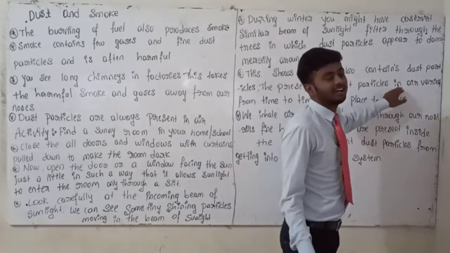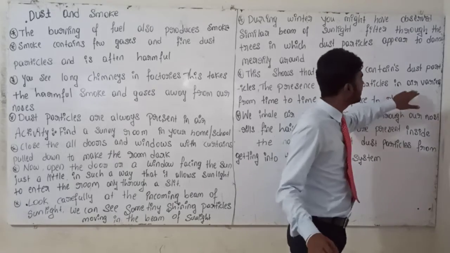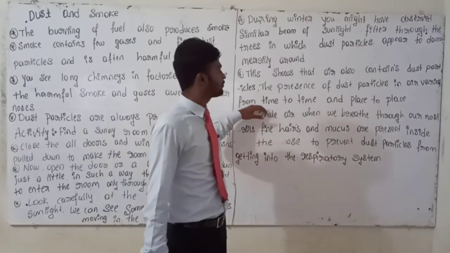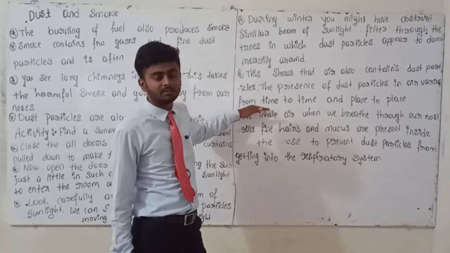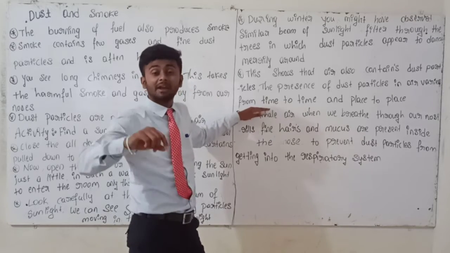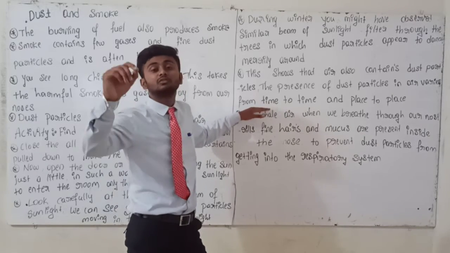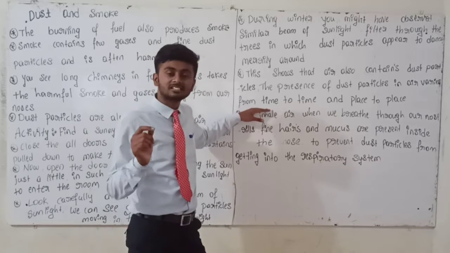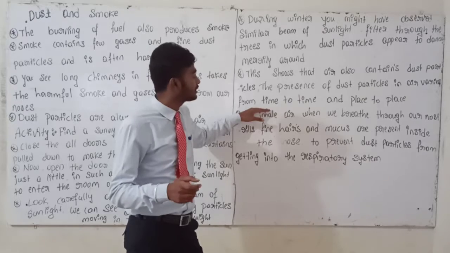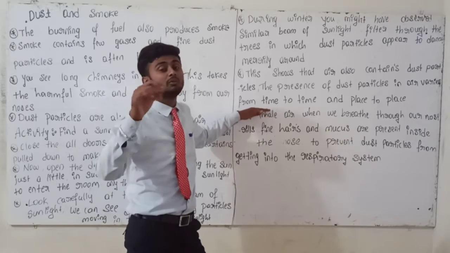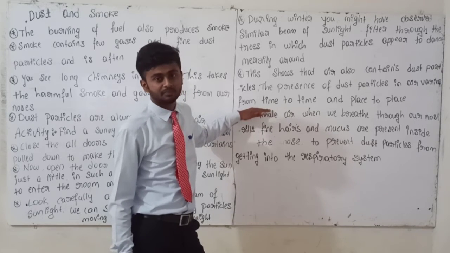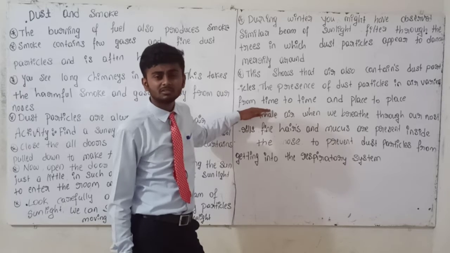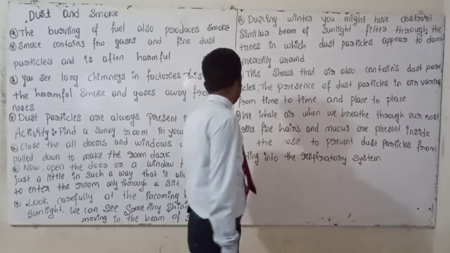The presence of dust particles in the air varies from time to time and place to place. Now compare one place to another place: various dust particles are present. Compared with one time to another time, various particles are present. Yes or no? Yes. Okay.